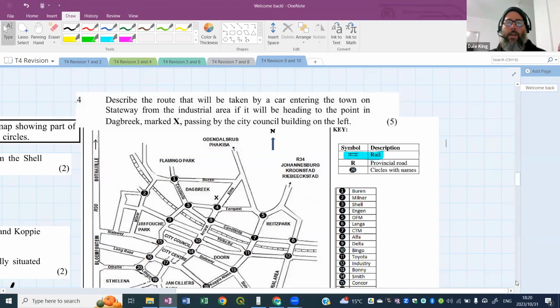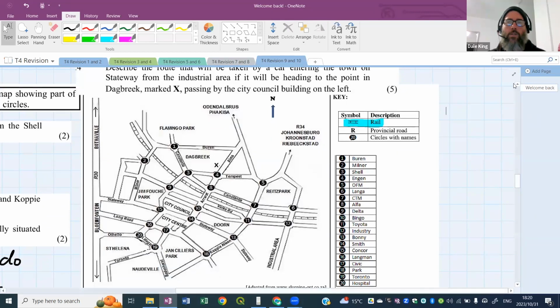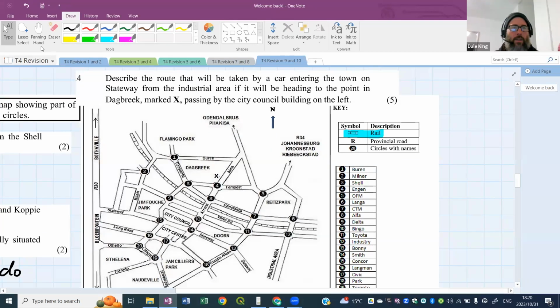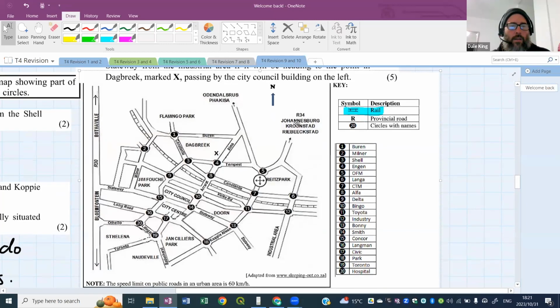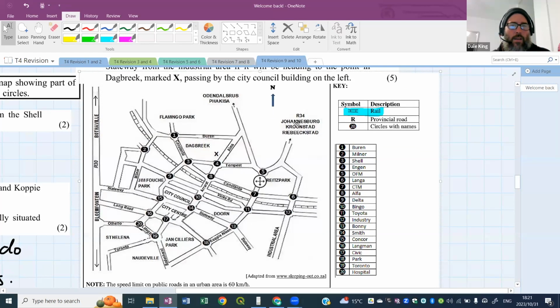Okay, and I need someone to come online and help me with this. So I need you to describe the route that will be taken by a car if you're entering town at the stateway from the industrial area. Now, where is the industrial area? Can you guys see an industrial area or the stateway? Ah, here we go. All right, there's industrial area and there's the X.